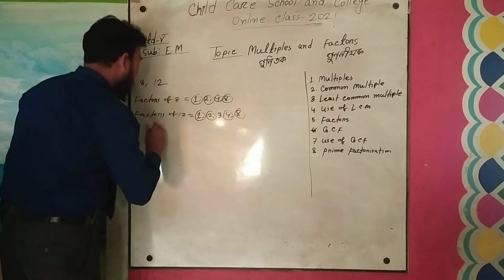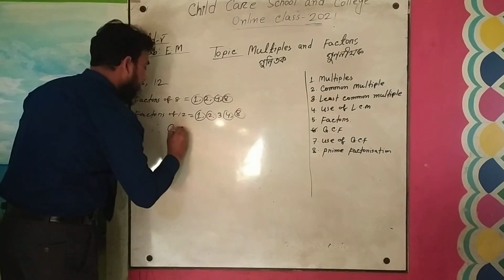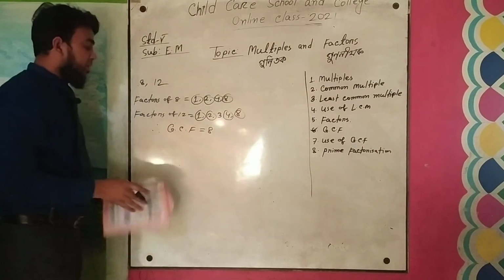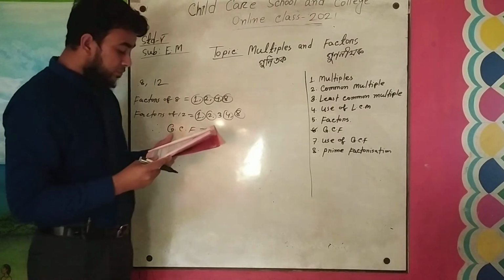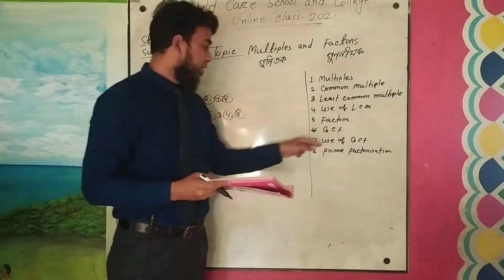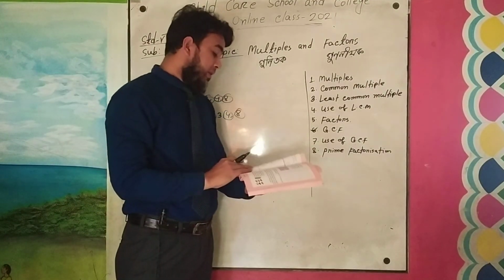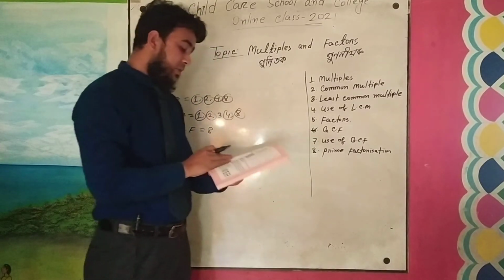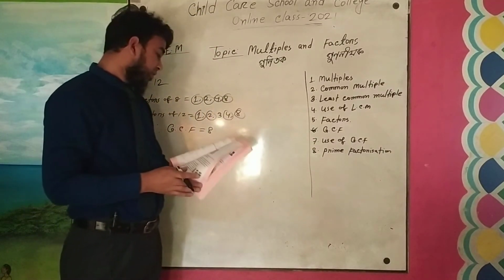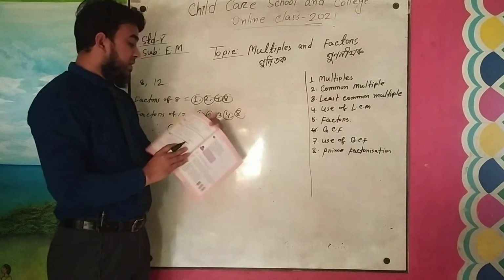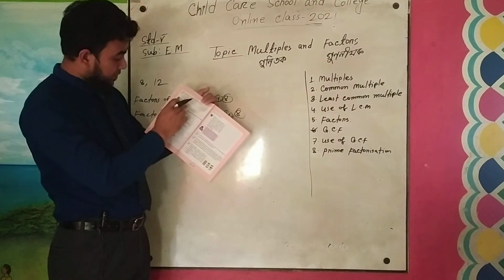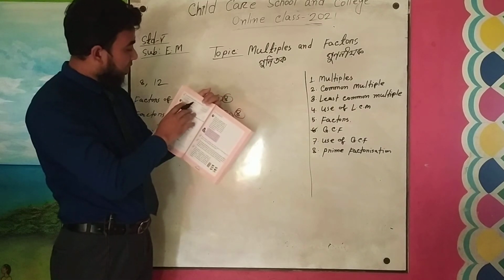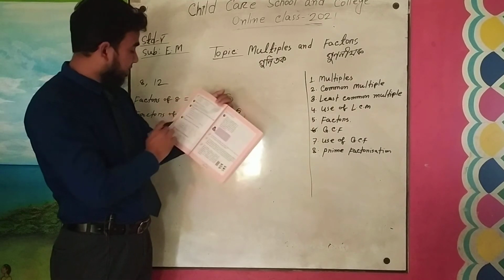Okay. So here GCF will be 8. Now look, next one, use of GCF. There are a lot of examples about use of GCF in your textbook, page number 33. And look here, there are so many examples for you to practice at your home about common factors or HCF.